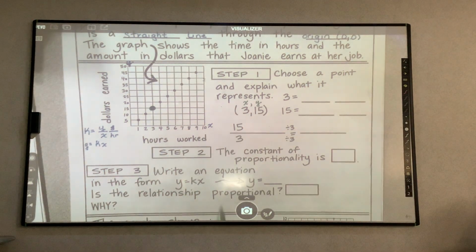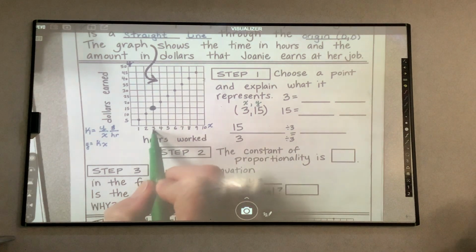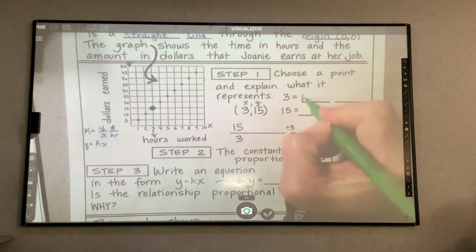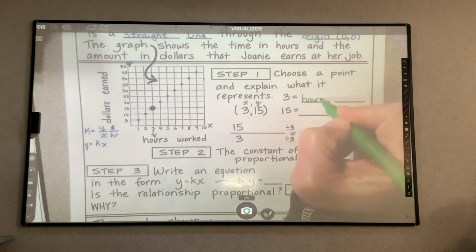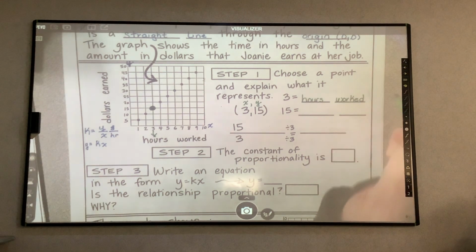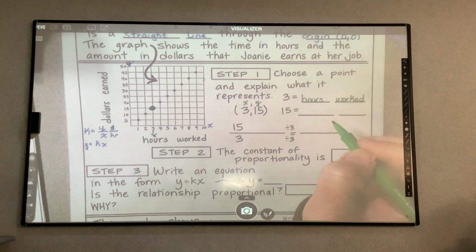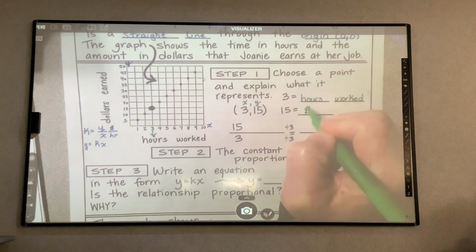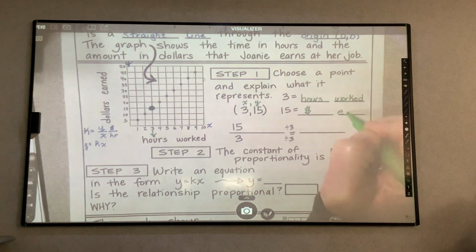So what does my 3 represent? 3 is my hours. Hours worked, so I'm going to label that. Hours worked. And then 15 would be my dollars. Dollars earned, and I'm just going to use the dollar sign. Money earned.